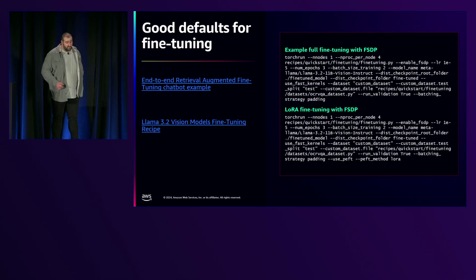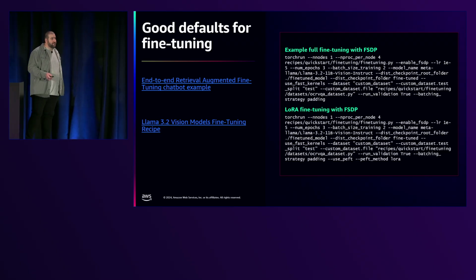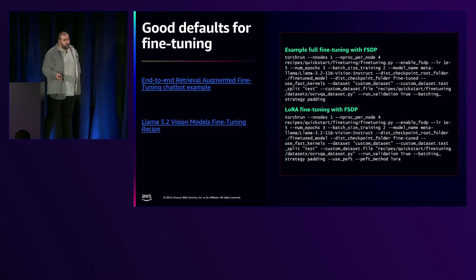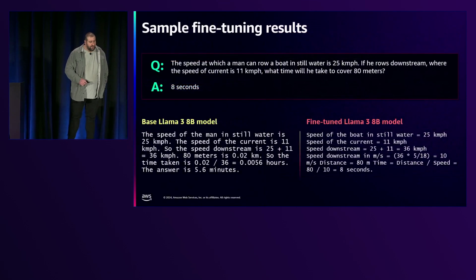I've also put a link to basically a recipe for our multimodal models that we released a few months ago, Llama 3.2. We released the multimodal models, which are text and image in, and then text out. So there's a few examples in there.